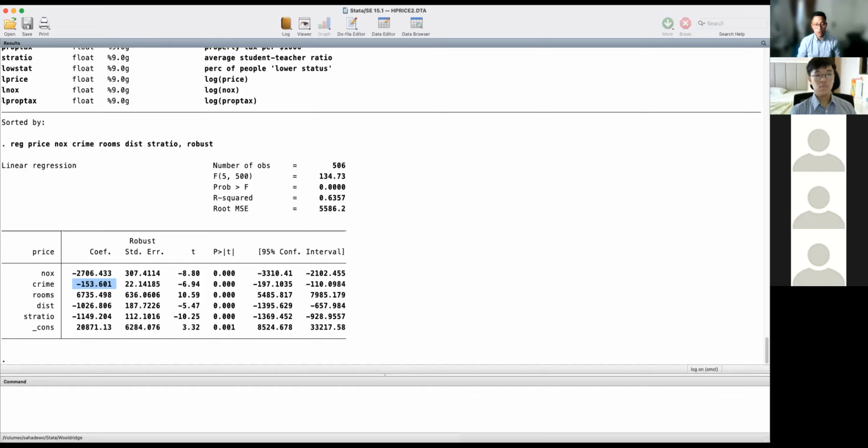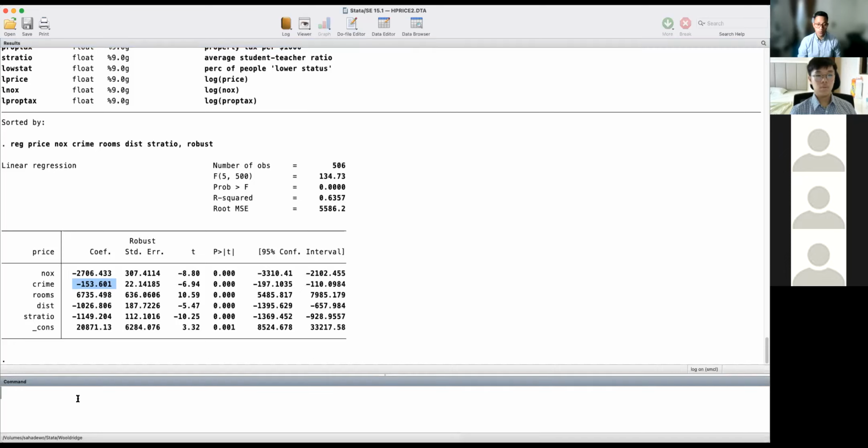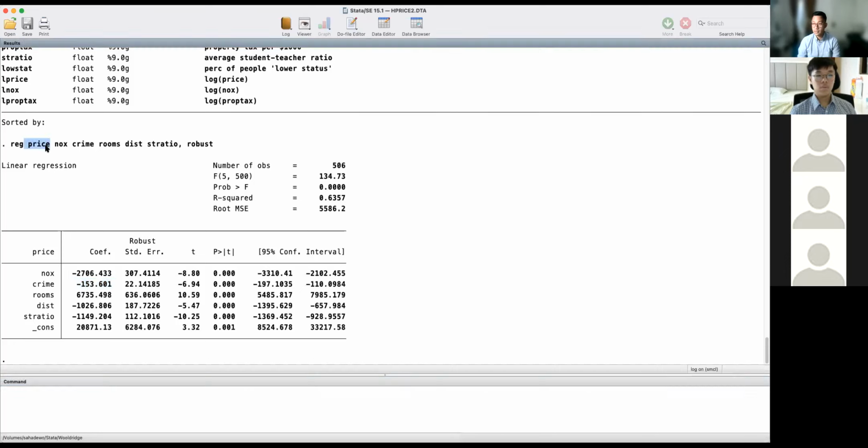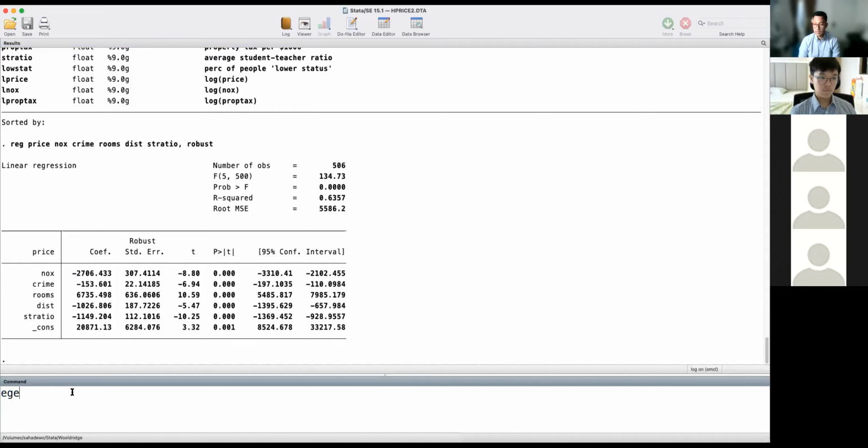Okay, so by using a loop, we're going to do the same set of operations for the same variable. Why do we need loops? For example, we need to standardize the price, NOx, crime, rooms, distance, and the student-teacher ratio. We can standardize one particular variable.